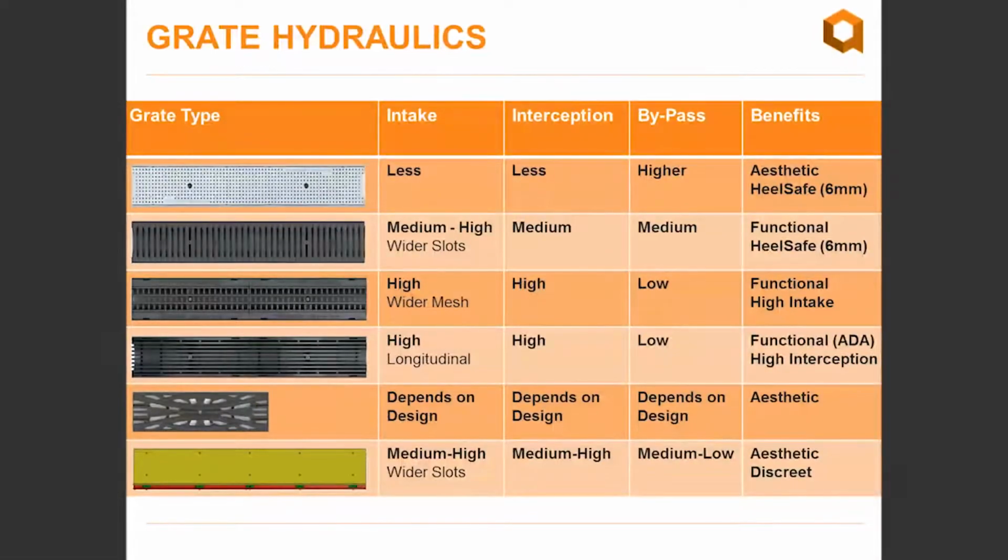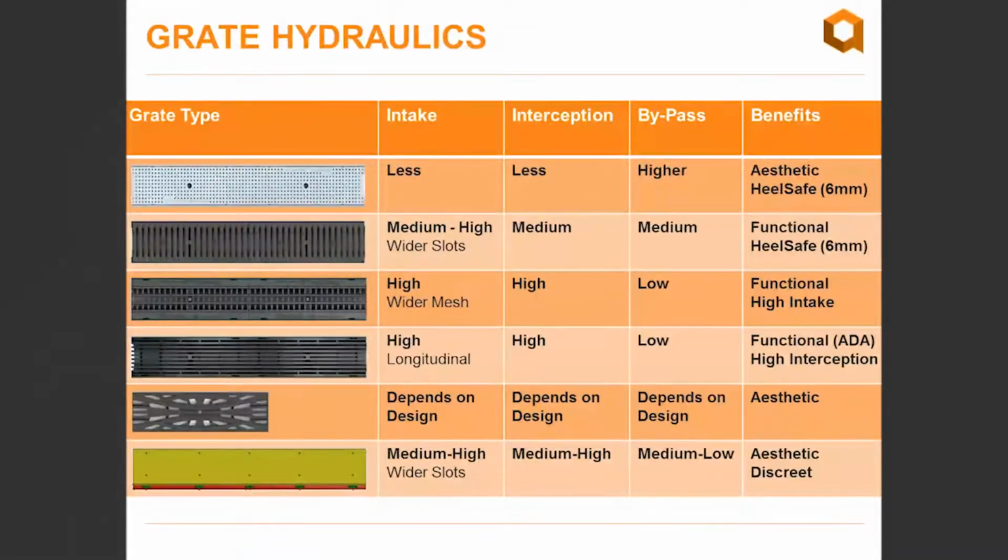The slotted grate, the second one, the intake will be medium to high, and this will depend on the width of the slots. The interception will be medium, and the bypass will also be medium. The benefit is functional, and also depending on the width of the slot, it can be a heel-safe design. Now, the mesh grate will have the highest intake capacity and very high interception as well. So it's functional and has a high intake. That's the benefit of this grate selection.